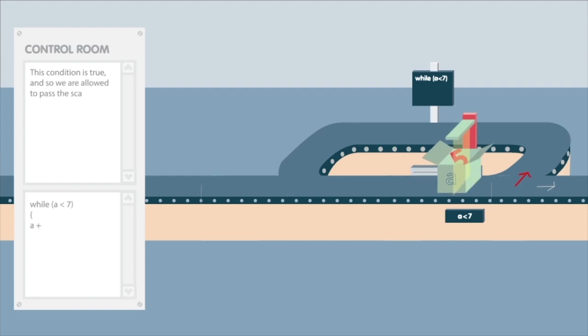This condition is true, and so we are allowed to pass the scanner into the loop code, which increments a, so now a equals 6.